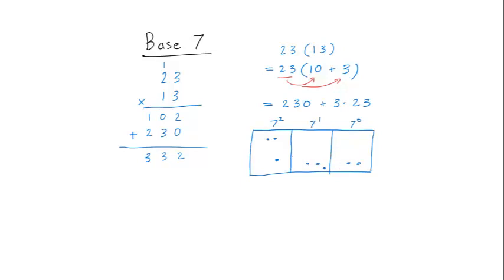Now we're ready to record our final answer. We have 3 dots followed by 3 dots followed by 2 dots, and we can see that both methods gave us the same result in base 7. Either method is perfectly fine.